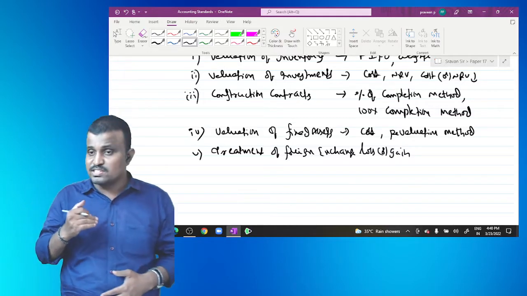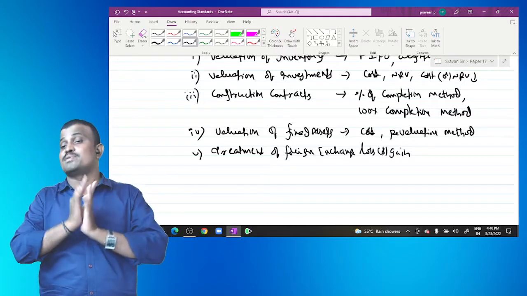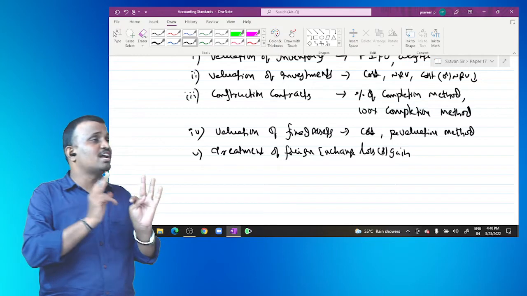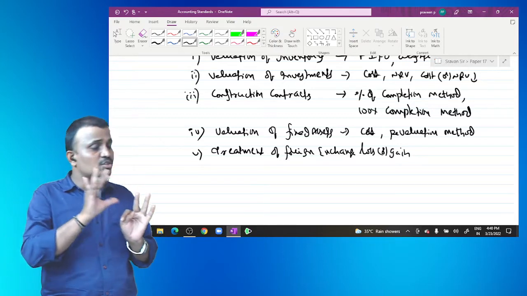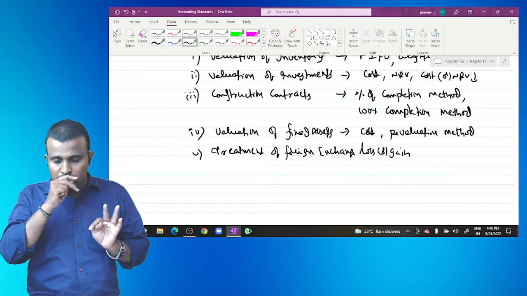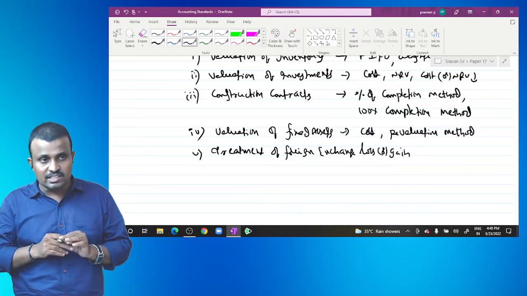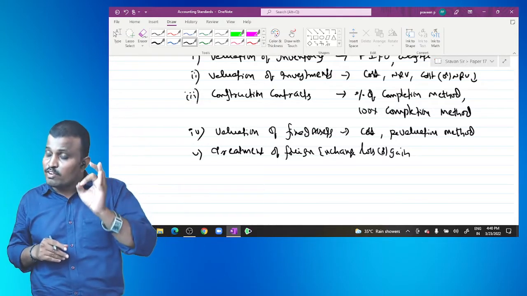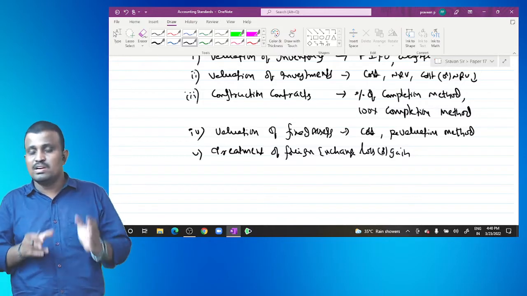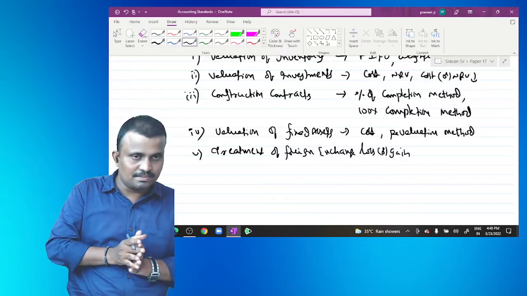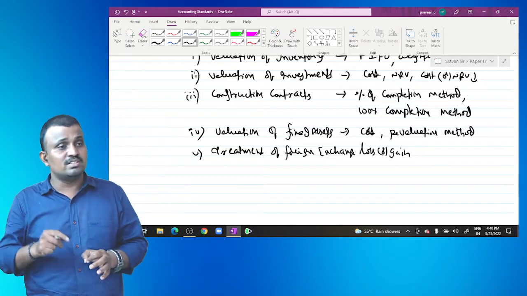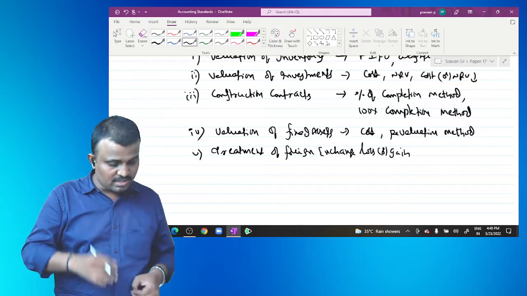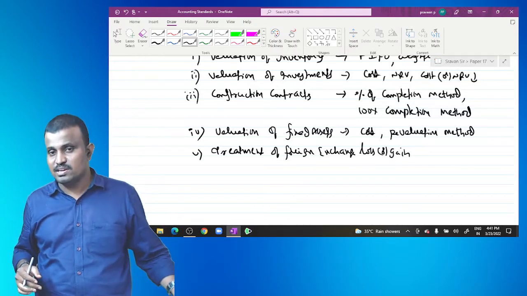Over or undervaluation of assets or liability, because the ultimate objective of preparation of financial statements is nothing but to get a true and fair view of the financial results and financial position of the entity. For getting the true and fair view, we have to value the assets and liabilities in a proper way. For that, you need to select the accounting policy correctly. That's why there is most importance to the selection of accounting policy. Clear?